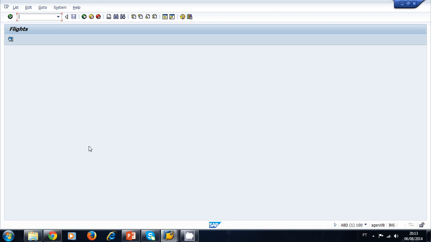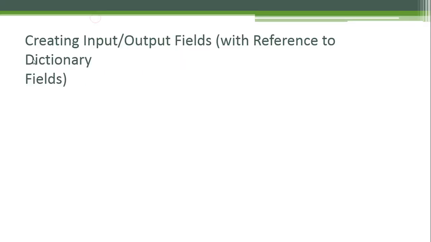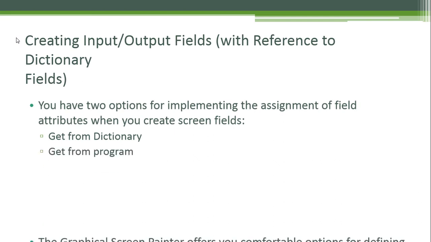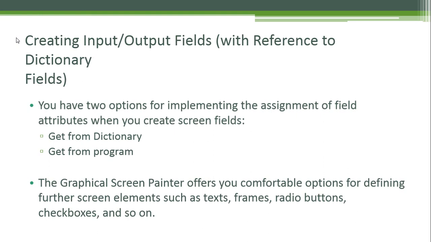So how do we add input fields and buttons to our screen? Let me explain to you how, using a PowerPoint presentation. Creating input and output fields with reference to dictionary fields. You have two options for implementing the assignment of field attributes when you create screen fields. You get them from the dictionary or you get them from your program. The Graphical Screen Painter offers you comfortable options for defining further screen elements such as text, frames, radio buttons, checkboxes, and so on.